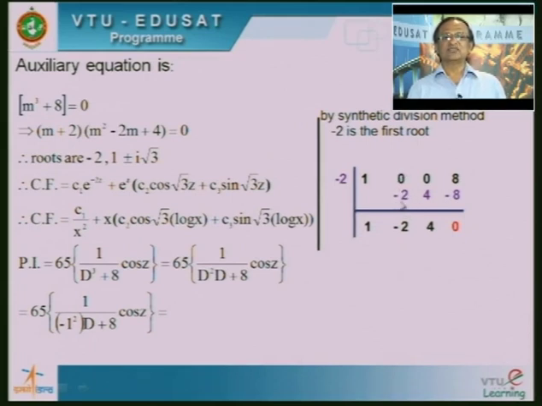I will add these two numbers. So, 0 minus 2 means I can obtain minus 2, minus 2 into minus 2. I can obtain 4. I will write in the next column. I will add these two numbers. So, 0 plus 4 is equal to 4. 4 into minus 2 is minus 8, plus 8, minus 8 plus 8 is equal to 0.